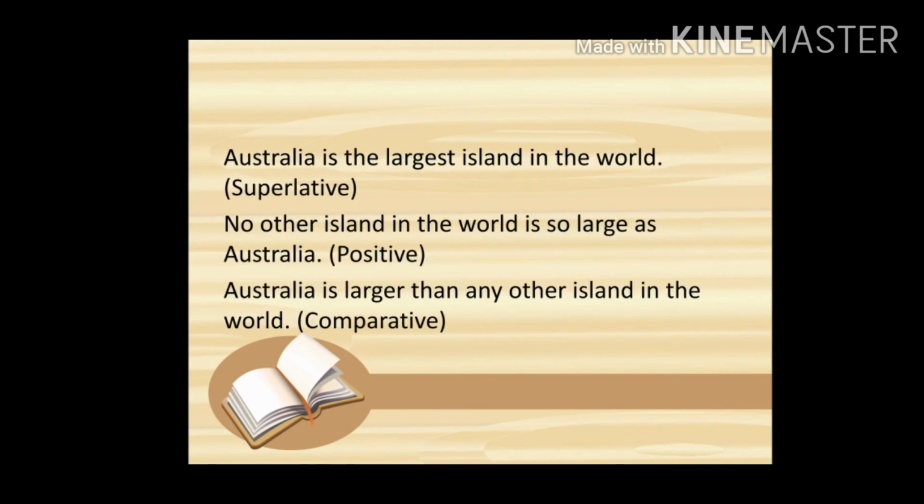Next sentence. Australia is the largest island in the world. So, superlative degree sentence is given. Now we can convert into positive degree and comparative degree. No other island in the world is so large as Australia will be the positive degree sentence. Now we have to make comparative degree. Australia is larger than any other island in the world.